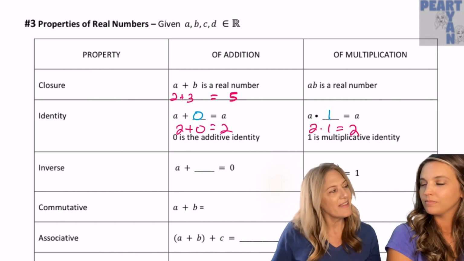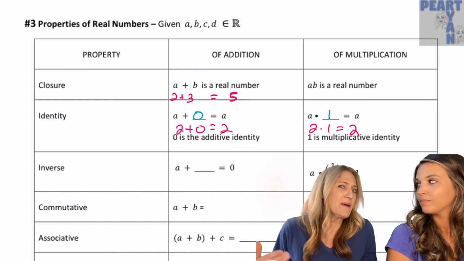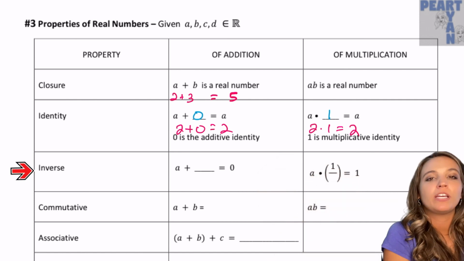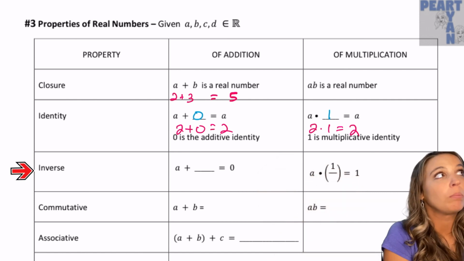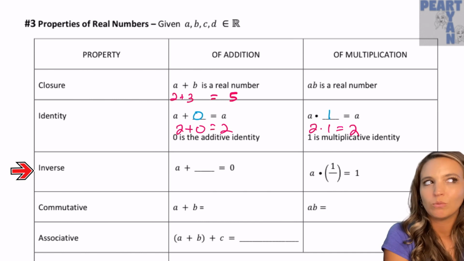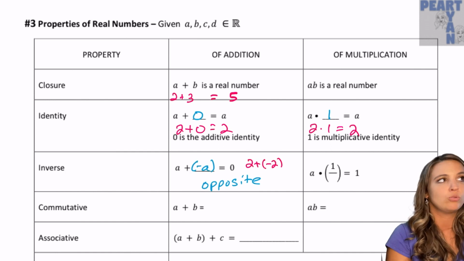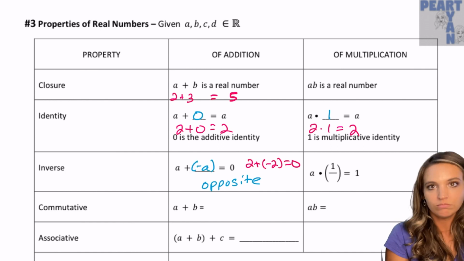Identity property, I think about it like, what do you do to get back what you started with? What's your identity? Inverse property of addition. A plus blank equals 0. Well, to get 0, I would add its opposite. A plus negative A equals 0. So 2 plus negative 2 equals 0.